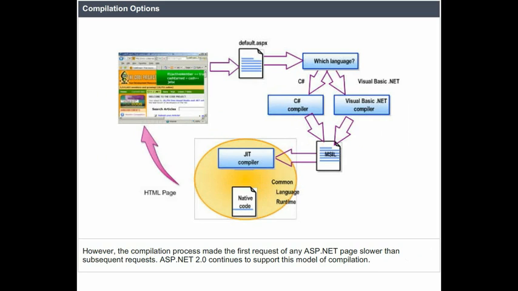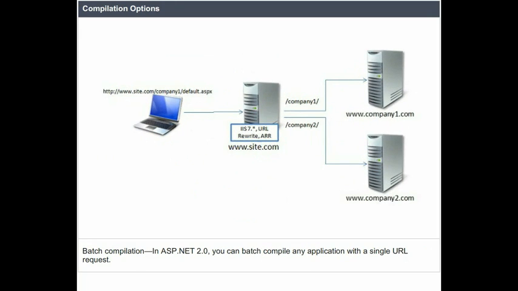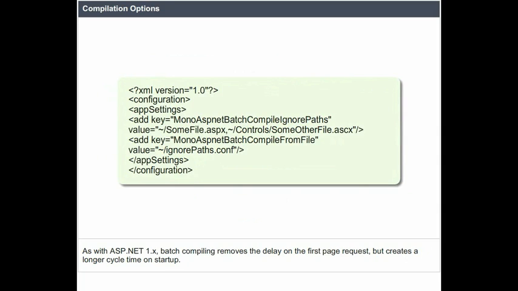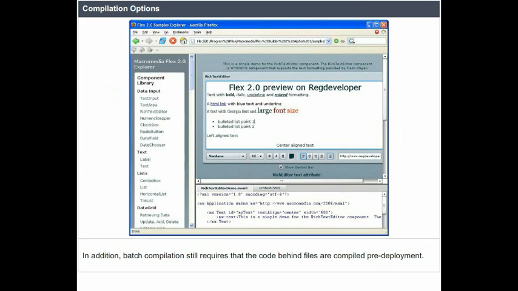ASP.NET 2.0 continues to support this model of compilation. Batch compilation. In ASP.NET 2.0, you can batch compile any application with a single URL request. As with ASP.NET 1.x, batch compiling removes the delay on the first page request but creates a longer cycle time on startup. In addition, batch compilation still requires that the code behind files are compiled pre-deployment.